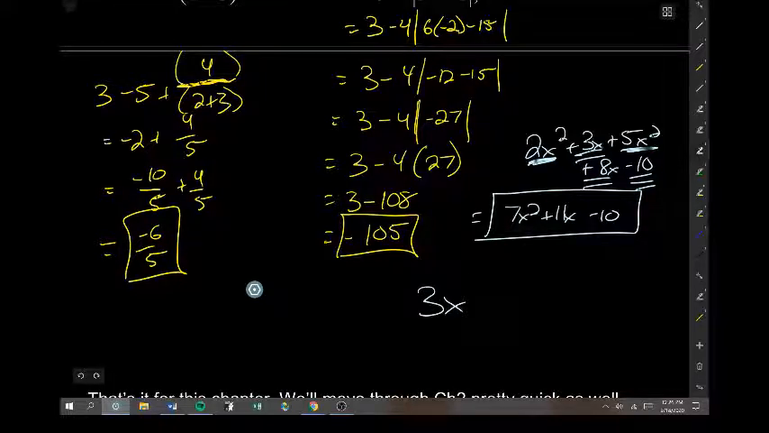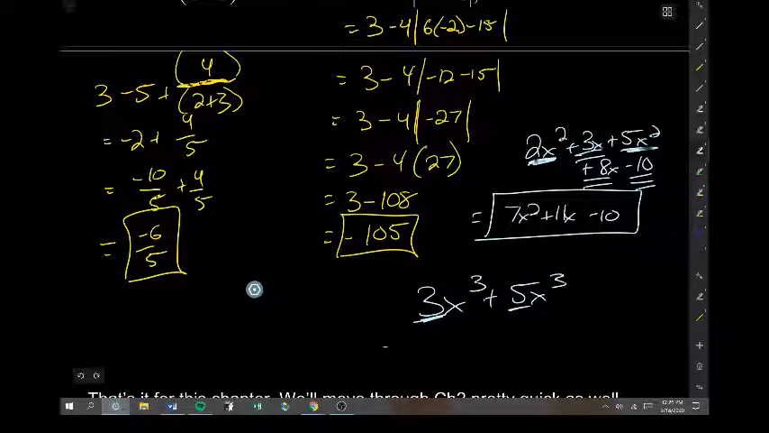And when I add up these like terms, all that's changing is the coefficient, the number in front. This becomes 8x to the third. Don't try to add the powers. Don't try to add another x's. Just add or subtract the coefficients.